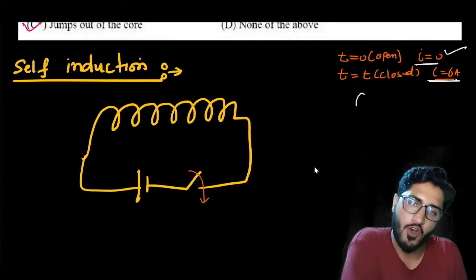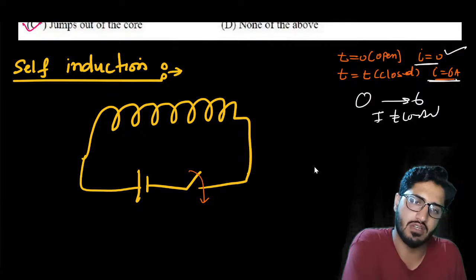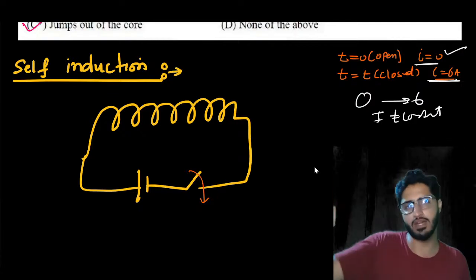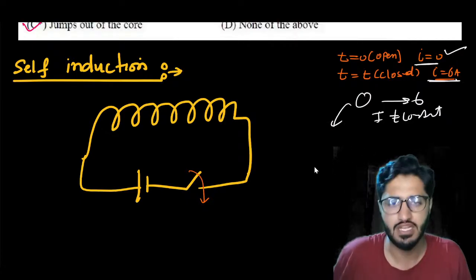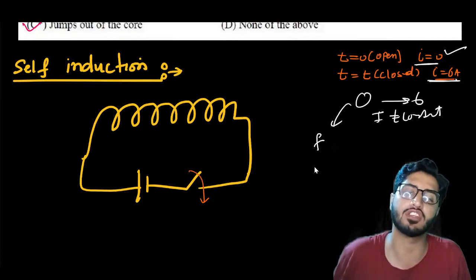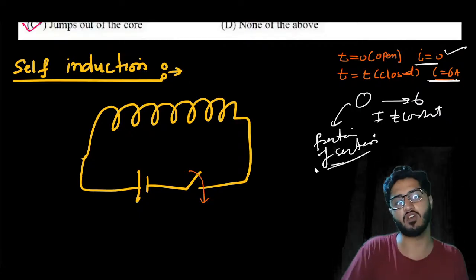From 0 to 6, I is not constant. It is changing. How, sir? Look, 0 ampere, 1 ampere, 2, 3, 4, 5, 6. Yes, it takes a fraction of a second. It will take, let's suppose, a fraction of a second. So in this particular fraction of a second, what will happen now?